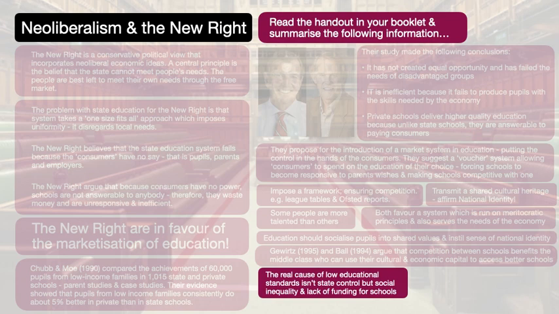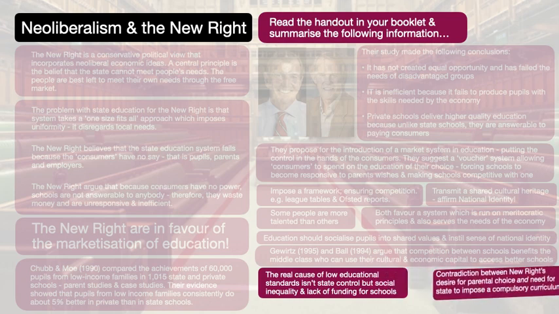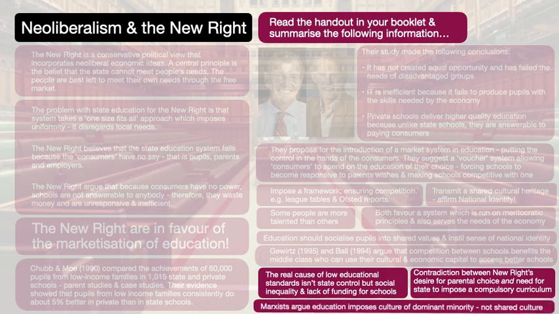One criticism of the new right's attitudes and ideologies surrounding education is that the real cause of educational standards being low isn't state control, but social inequality and a lack of funding from the state. Furthermore, the new right seems to have a contradiction between its desire for parental choice and state letting go of control, but also the state imposing a compulsory curriculum. And of course, Marxists would argue that education is imposing a culture actually of a dominant minority, not a shared culture amongst all groups.